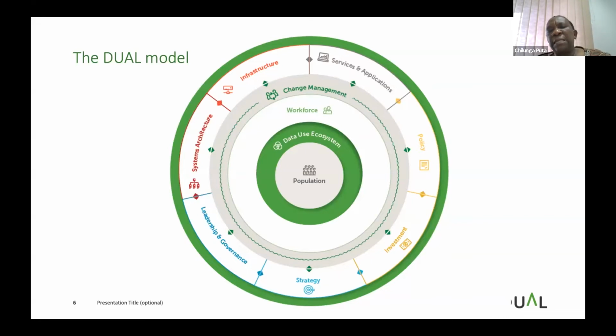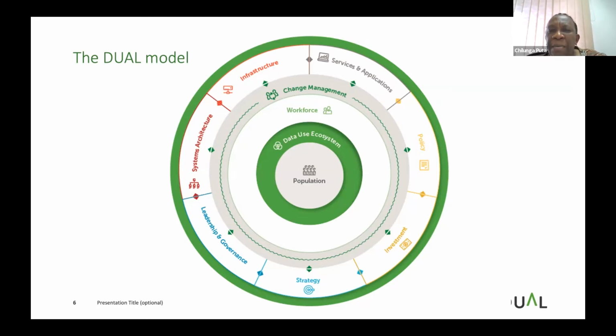But you'll notice that the change management actually goes as an outer circle again. Why? Because change management is needed at the workforce level. It's needed for people working in the data use ecosystem. It's even needed in the population to a certain extent, but more importantly, at the workforce level, because they're influencers. They will influence the clients, they will influence those who supply them and so on. So the change management is very, very important. And it touches actually on practically all the elements that we're talking about.